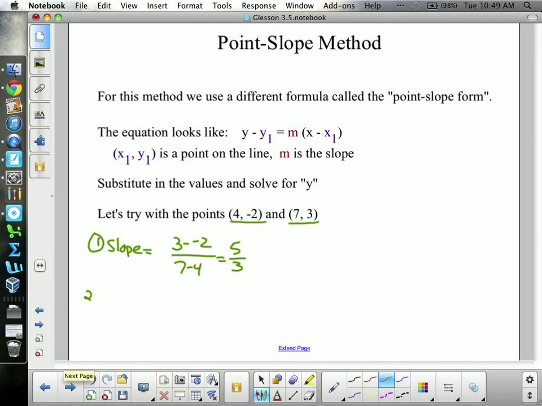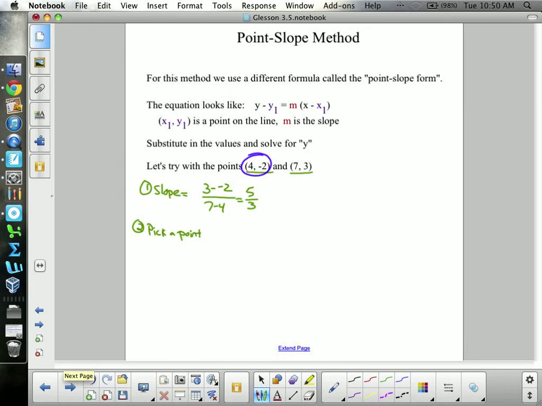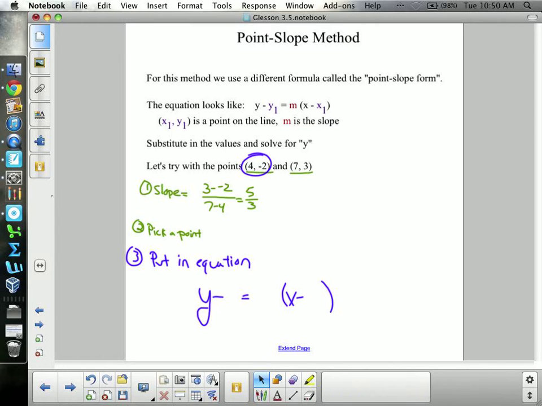Second, pick a point. I have two given to me. Pick one. Which one would you like to pick? (4, 2) or (4, -2)? Okay, so we're going to pick that one. Why? Because it's what we picked. No reason why, other than we have to pick one. Now we put it in the equation. So it's going to be y minus something equals m times (x minus something). That's our form.